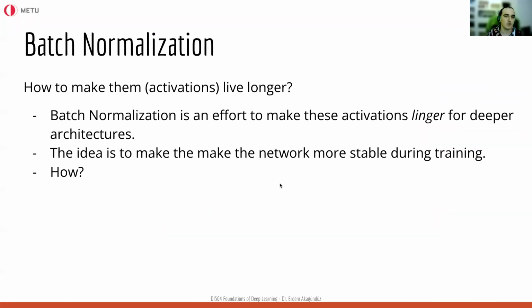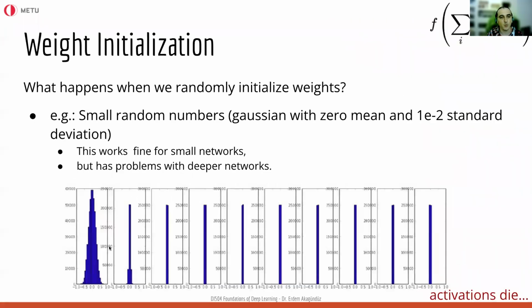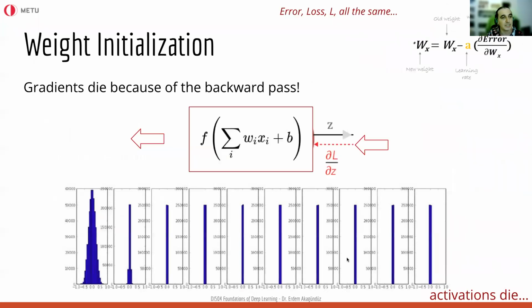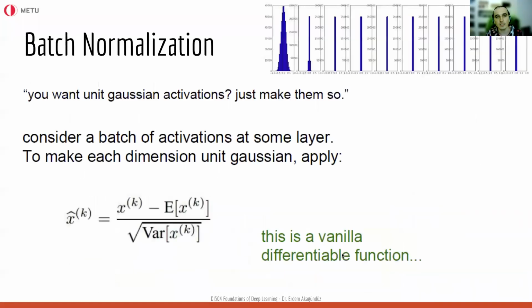The idea is to make the network more stable during training, because just like I said, when you initialize the weights correctly, these activations get proper shapes, and the gradient descent algorithm works better. The gradients will not vanish. So we are doing this batch normalization so that the gradients will not vanish.